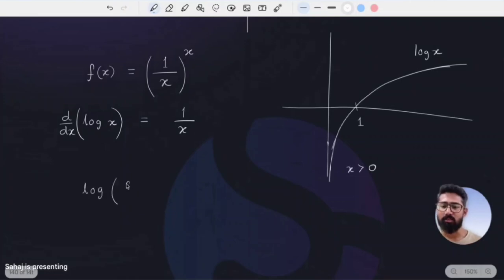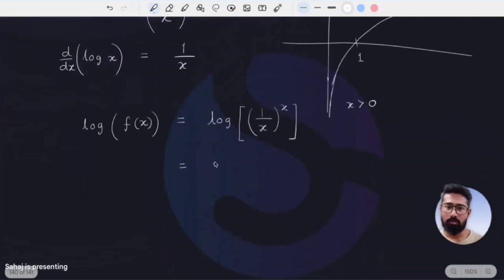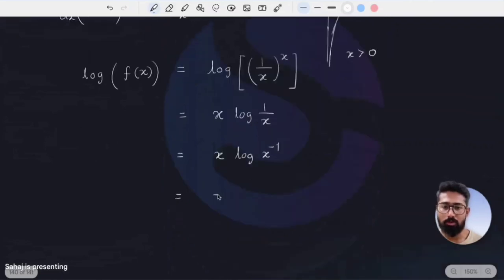So we'll plug this into log x. Log of f(x). So let's take a log on this side. So we get x log 1 by x. You know this property of log, that the power comes out and gets multiplied. It comes forward. And we can write 1 by x as x to the minus 1. So the minus 1 can also be brought out. So minus x log x.